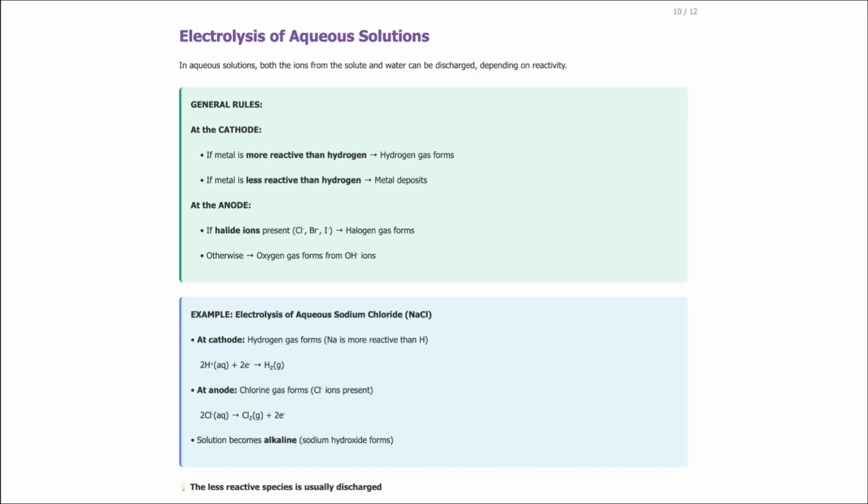For aqueous sodium chloride, hydrogen forms at the cathode and chlorine at the anode. The solution becomes alkaline due to the formation of sodium hydroxide. Remember, the less reactive species is usually discharged. Exam questions often ask which ions are present and what products form at each electrode.